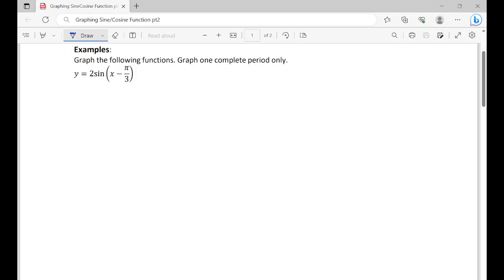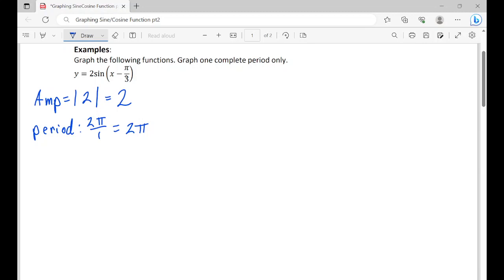So first thing I'm going to do is find my amplitude. And that's going to be the absolute value of the coefficient 2. So the amplitude is 2. Period is 2 pi over k. In this case, k is going to be what's factored out, and it's already in its factored form here, so k is going to be 1. So 2 pi over 1, so just 2 pi.